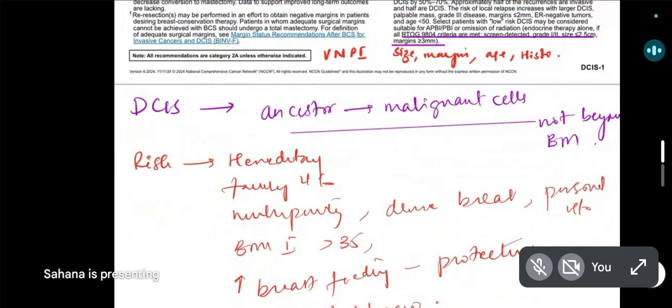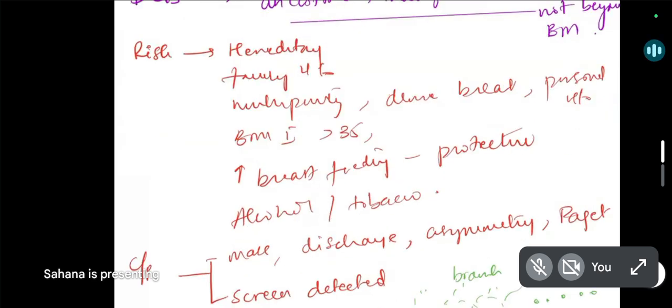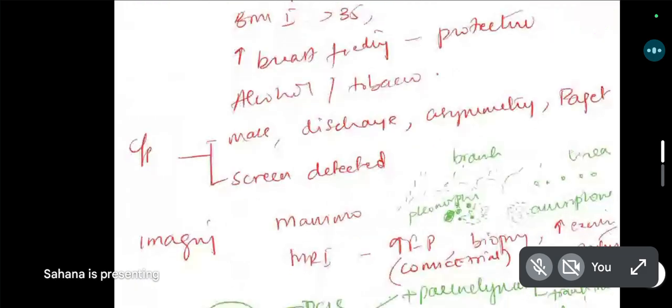just like your invasive breast carcinoma, it has hereditary predisposition, family history, anything that increases estrogen exposure like nulliparity, later onset of pregnancy, that is unopposed estrogen action, dense breast, they're obese, they're alcoholics and tobacco users. Increased breastfeeding is protective. There are two ways this can present because there is an increase in incidence of screening mammography. They can be screen detected, non-palpable, or they can present as palpable mass, discharge per nipple, breast asymmetry, or Paget's disease per se.